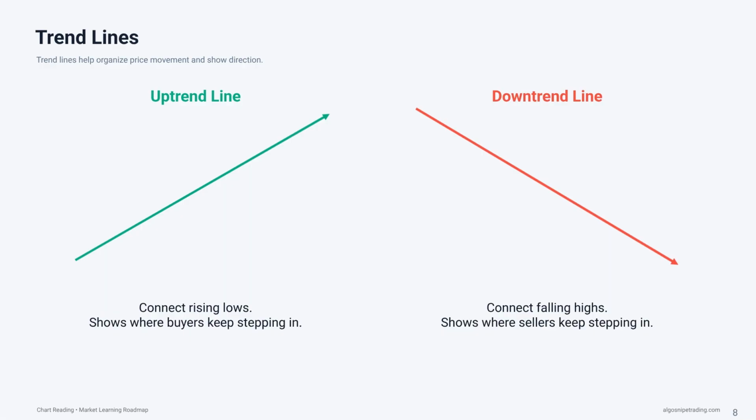A trend line becomes more important when price touches it multiple times. The more times price reacts at the trend line, the more traders will watch that area. Main idea: trend lines help traders organize price action. In an uptrend, connect rising lows. In a downtrend, connect falling highs. The goal is to understand who is controlling the move, buyers or sellers.